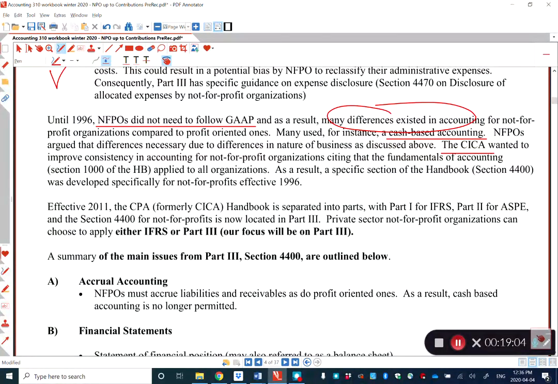It's the CPAs of Canada. So they wanted to improve the consistency in the accounting, right? And maybe this is like a boring trip down historical GAAP lane, but they tried to come up with some specific guidelines, and so they created this specific section of the accounting handbook back in '96. It was called Section 4400, and then it was adopted into Part 3 of our current CPA handbook.